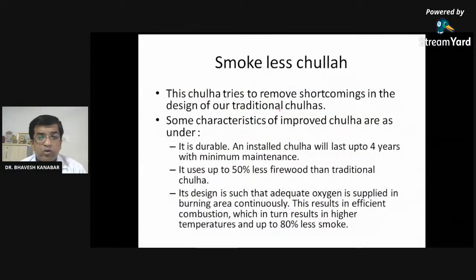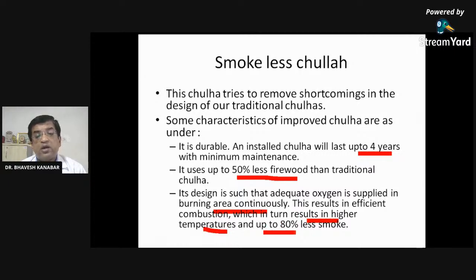It tries to remove the shortcoming of the design of the traditional chulla, which were used in past days in villages. It will lead to less use of the firewood. 50% less firewood is used, and it can be installed for up to 4 years. It is designed in such a way that adequate oxygen is supplied in burning area continuously, which results in higher temperature as well as 80% less smoke. So that is a smokeless chulla.